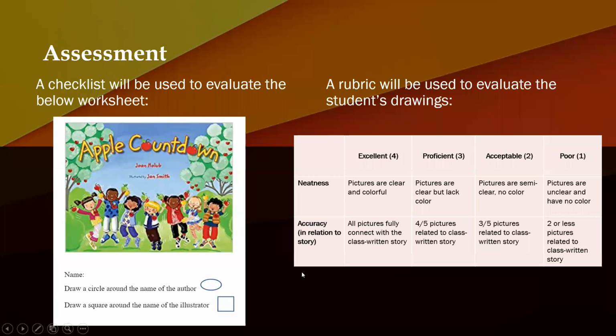Now, the assessments, there are 2 for this lesson. A checklist will be used to evaluate the worksheet below. This is the worksheet they will complete. It'll simply be, did they write their name? Did they circle the author's name and put a square around the illustrator's name? Very simple, as it is a kindergarten introductory lesson. A rubric will be used to evaluate the students' drawings. So we will emphasize neatness on a scale from 1 to 4 and accuracy in relation to the story.